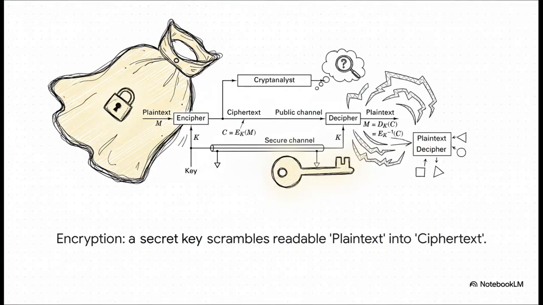Looking at this diagram, the idea is actually pretty simple. You take your normal readable message, which we call plaintext, and you use a secret key to scramble it up into something unreadable, which we call ciphertext. The only way to unscramble it is if you have the correct key. This is exactly what's going on when you see that little padlock icon up in your browser's address bar.